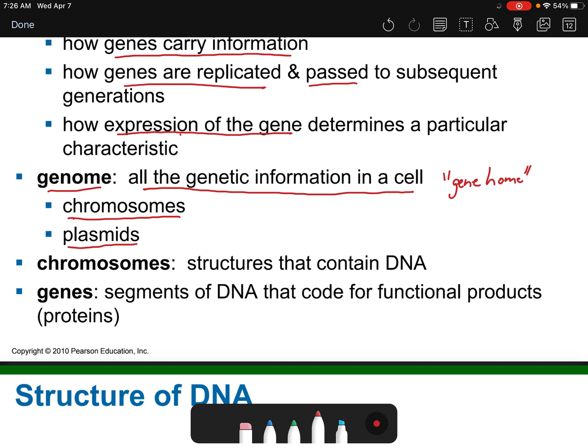Again, your chromosomes are just structures that contain DNA. They're usually wound up tightly, associated sometimes with certain proteins, like in our bodies, they're wrapped around histone proteins. Genes, though, this is a big one right here, because this is what we'll be talking about a lot over and over again. These are segments of DNA that code for proteins. They call it a functional product, but we're really talking about proteins. So all the different traits you have in your body are because certain proteins were made or were not made in some cases.